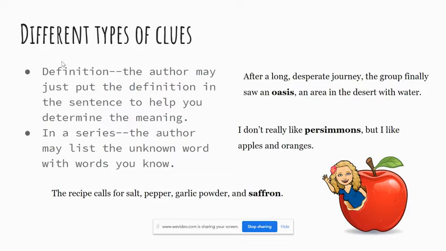A long, desperate journey, that means maybe it was a really difficult journey in some way. And they must be in a desert if they're seeing an oasis. But it tells us as a whole what an oasis means.